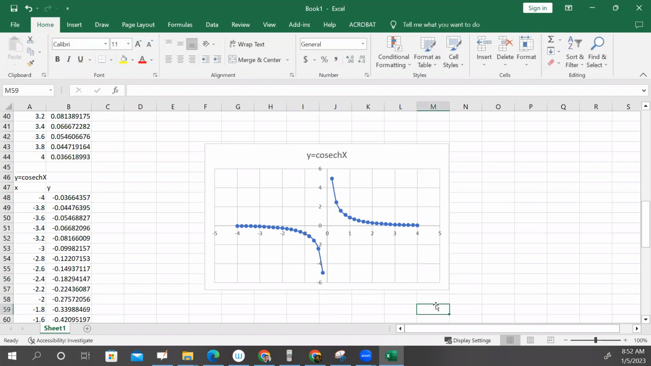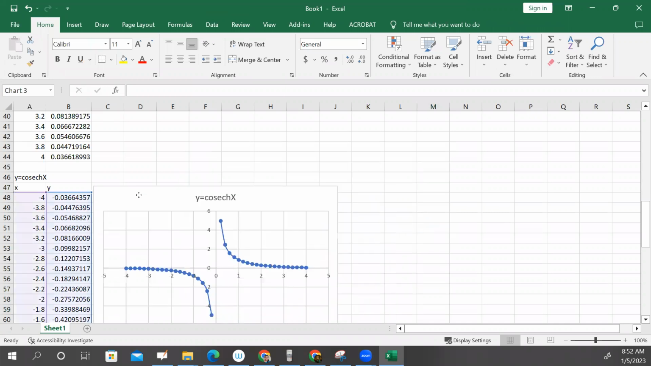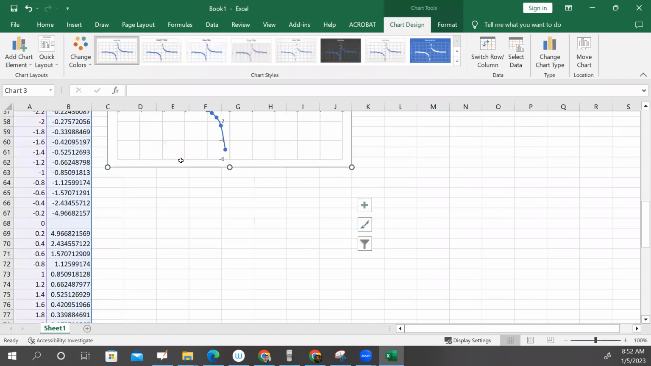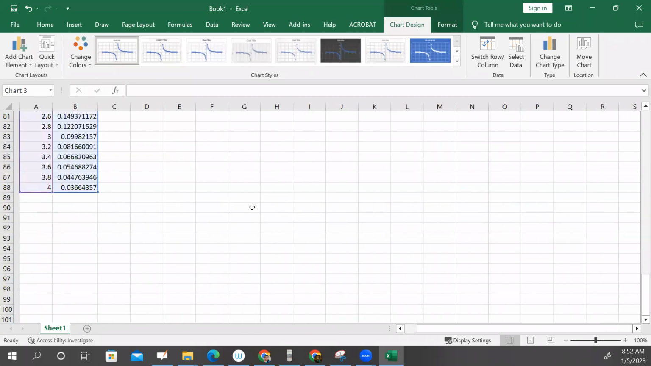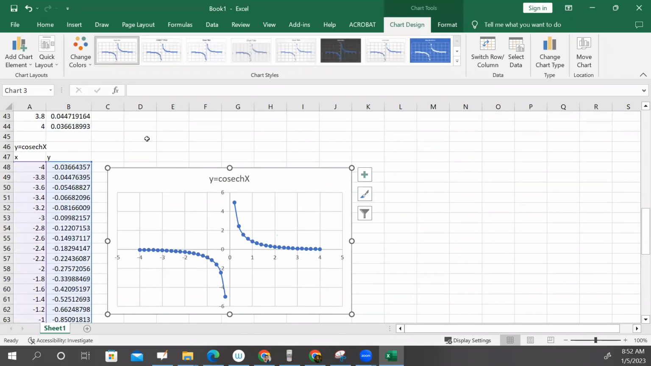All right, guys. So you can see the asymptotes, and everything we discussed is very clearly there over here. So this is the cos x graph, and this is how you can simulate the values using Excel.